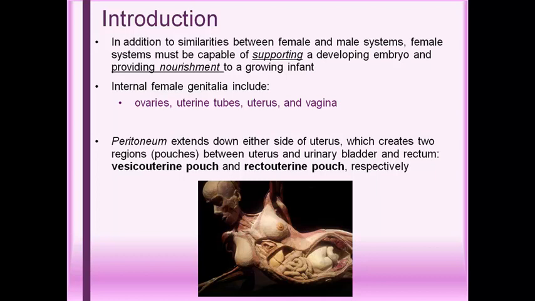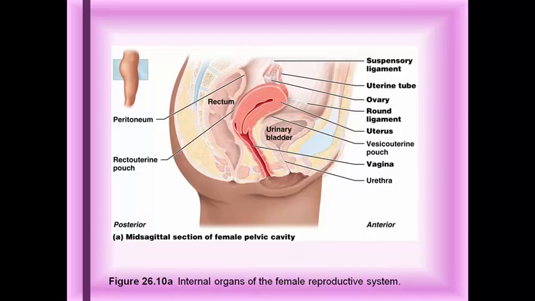We know that within the peritoneum there's the uterus that creates two regions. You have those given respectively, and you can see again from the cadaver, from the human body exhibit, how all the organs are going to have to interplay with one another by using the abdominopelvic cavity.